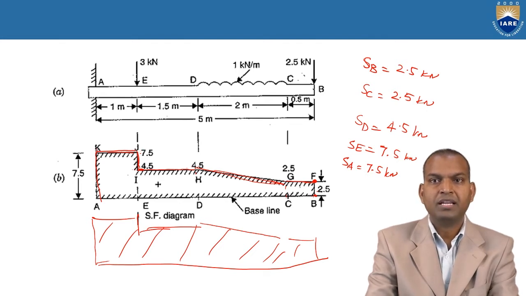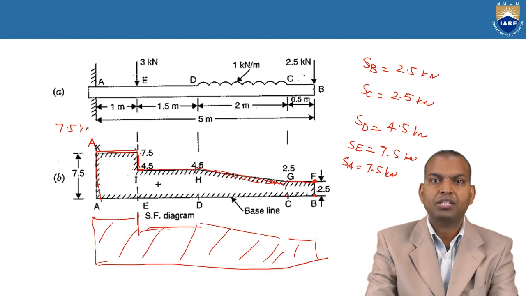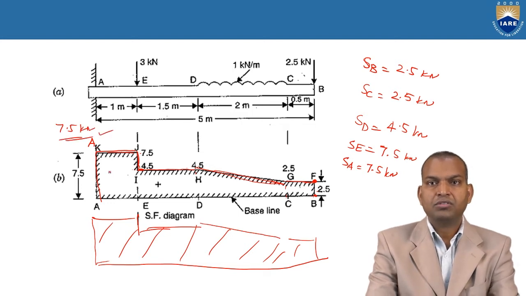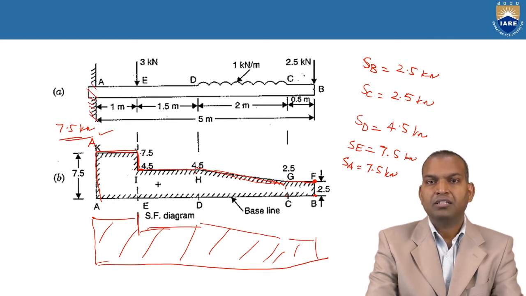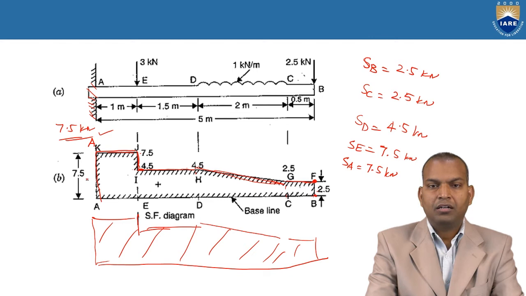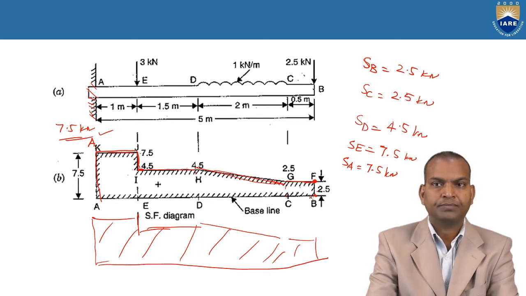It is constantly maintained up to point A. So at point A, what is the load? Shear force is 7.5 kilonewtons acting at point A. That's why, if you hold it at the fixed end, the maximum shear force is acting. Whereas at the free end, what is the shear force? Minimum, very least, a low value, that's 2.5 kilonewtons.